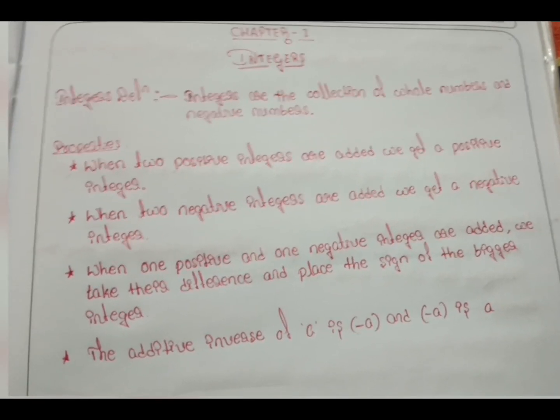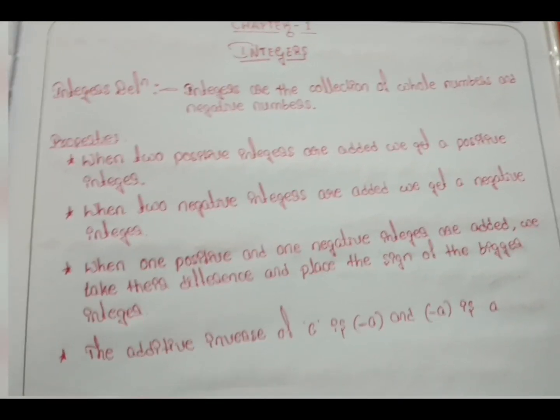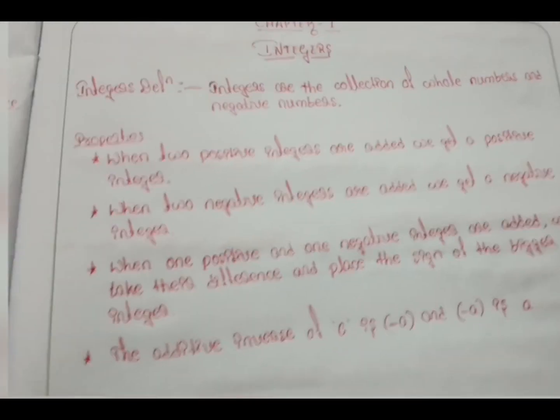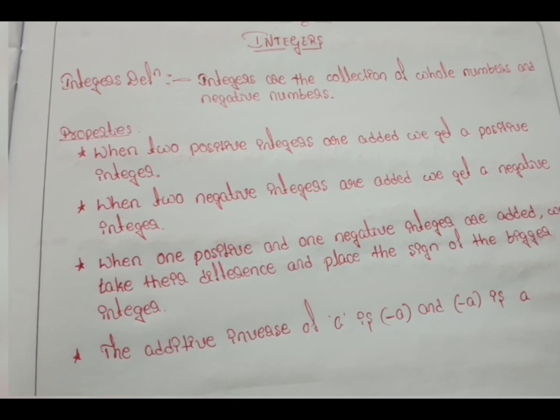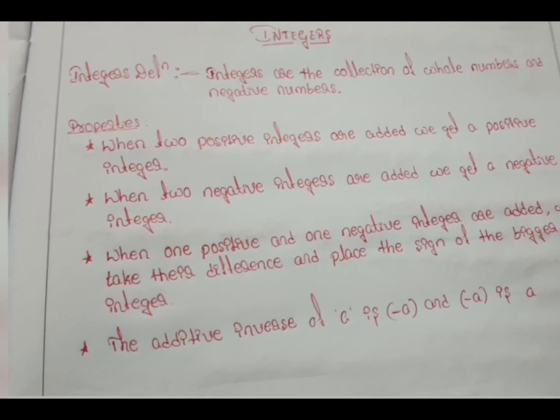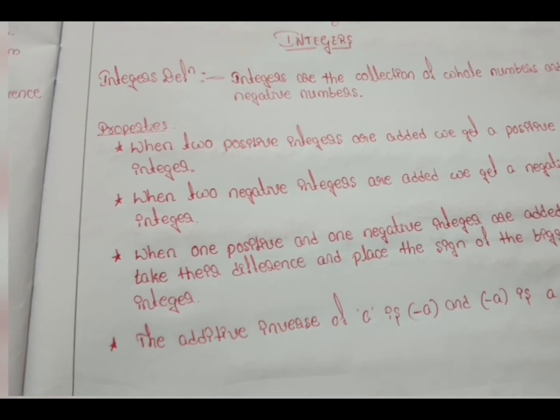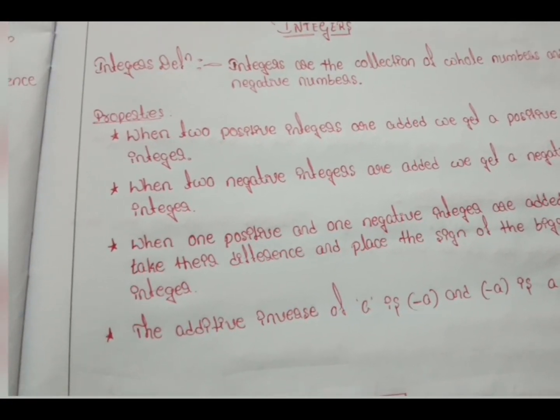Okay, in today's session, we will discuss the integer concept which comes under chapter 1 of class 7. First of all, what are integers? These are the collection of whole numbers and negative numbers. Whole numbers means from 0 to all positive numbers, and negative numbers. There are some properties of integers.